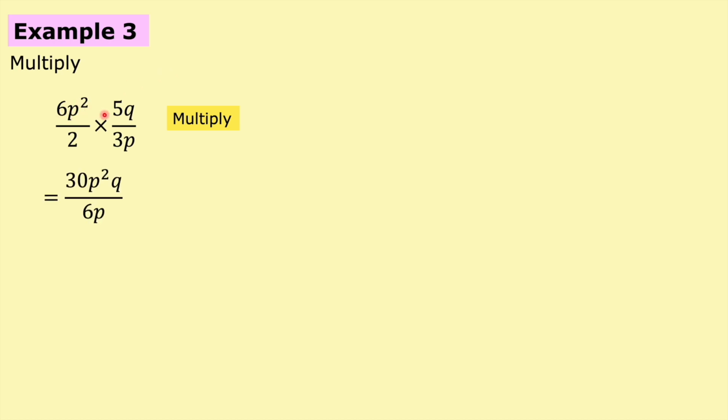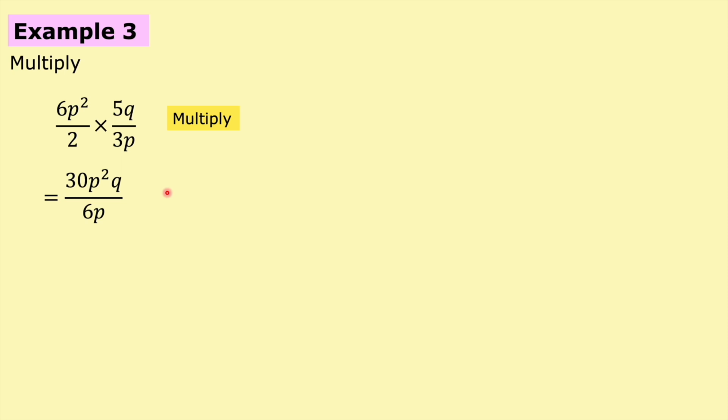So if we do that, 6p squared times 5q, well 6 times 5 is 30, p squared and q. So top, our numerator is 30p squared q, and our denominator is 2 times 3p. Well, 2 times 3 is 6. That's where we get 6p.